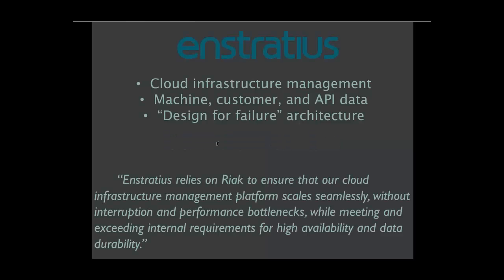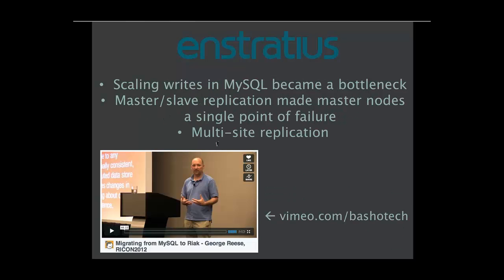So one of them, Stratius, which was recently acquired by Dell, uses Riak to power their cloud infrastructure management platform. They store machine, customer, and API data and needed a fault-tolerant and scalable solution. Previously, they were using MySQL, but as their data grew, scaling became a huge bottleneck for them due to the need of manual sharding. Additionally, having the master-slave architecture meant that they had a single point of failure. They also required multi-site replication, one of the features in Riak Enterprise we'll discuss later.